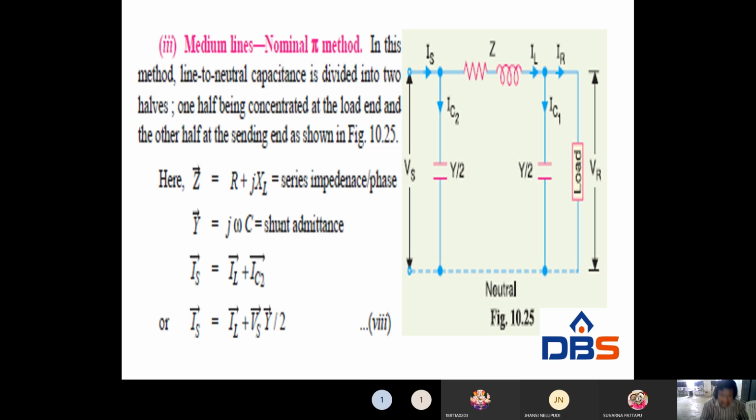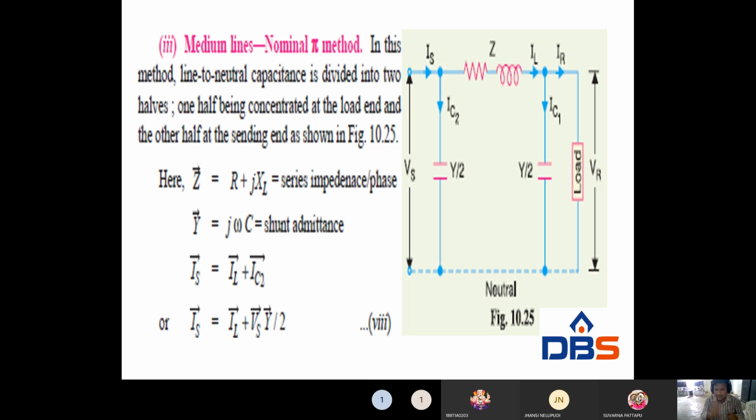So the medium transmission line, Nominal-π method. In this method, the line-to-neutral capacitor is divided into two halves. One half is connected to the load end and another half is connected at the sending end, as shown in figure 10.25, right? But here there is no division of the transmission line. Z is equal to R plus jXL only. Before, it was Z by 2, that is R by 2 plus jXL by 2.